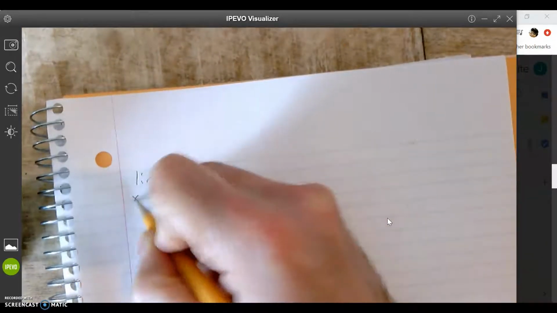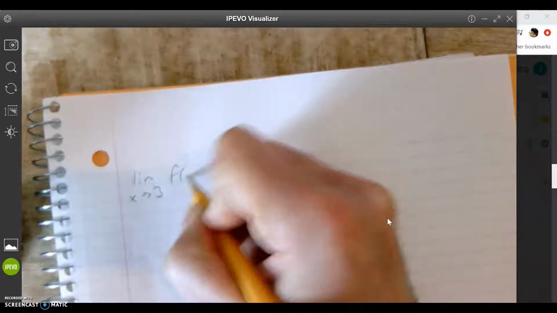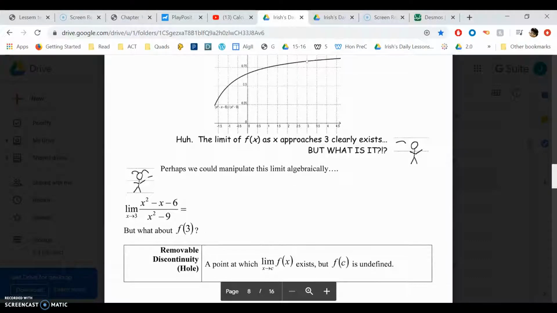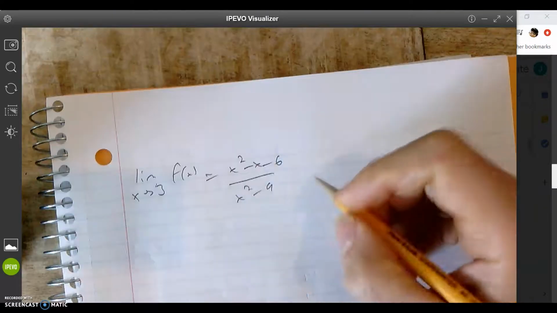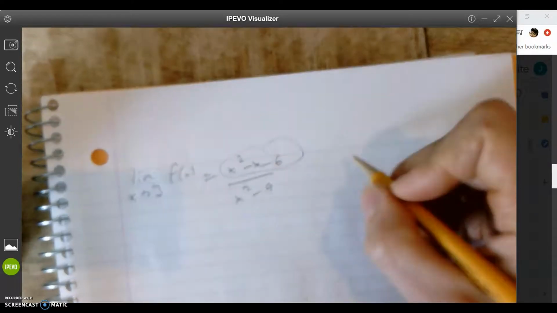So the limit as x approaches 3 of f of x. And f of x before was x squared minus x minus 6 divided by x squared minus 9. Okay? So we got this here. We plugged that in, we got indeterminate. So this is what I'm going to do. Oh, I can factor this.